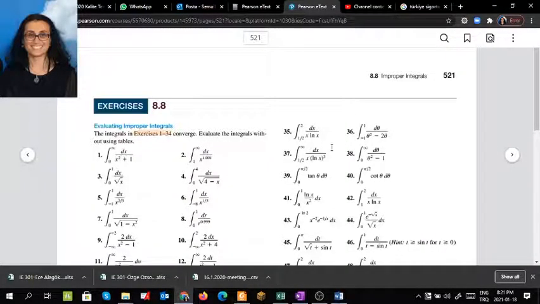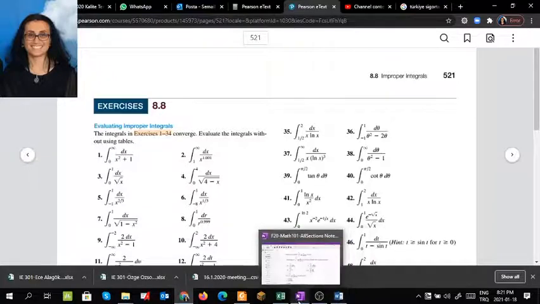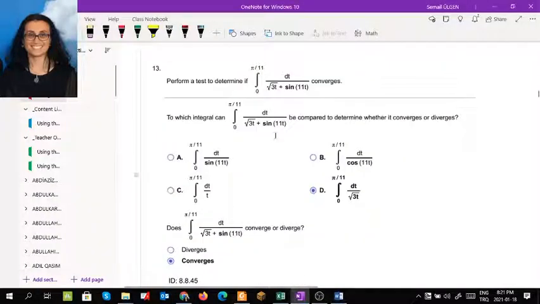Yeah, let's start on some work with our questions in the homework. So this is question 13. Perform a test to determine if the integral from 0 to pi over 11 of dt over the square root of 3t plus sine 11t converges. The question is, to which integral can this integral be compared to determine whether it converges or diverges? So we are going to look at all these and then we have to decide, but how are we going to think about this? Let me show you that.